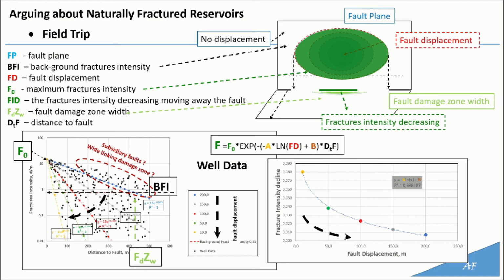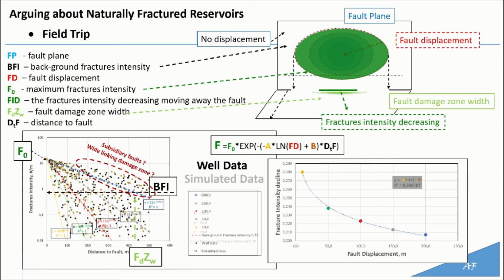The requested inputs are the maximum fracture intensity, the estimated fault displacement along the fault plane, the distance to the fault plane, and the parameters A and B describing the relationship between fault displacement and fracture intensity decline, inferable from the plot. This formula, calibrated with well data, can allow us to simulate the fracture intensity all around the fault, a tool that could be utilized to populate a 3D grid model.